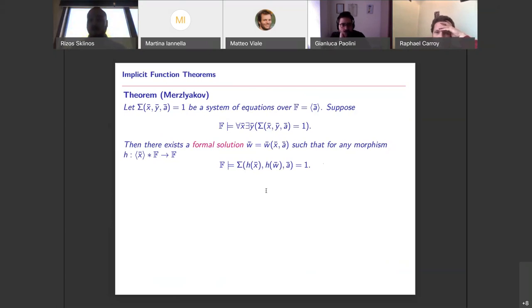So Merzlyakov proved the following theorem. If we have a system of equations and we know that for a free group F, for all X there exists Y such that the system is one, then we can express this solution Y. For us, Y is going to be the product of the sum of the summands. We can express it in terms of X and the parameters. So there is a word that says that whenever you give me an X, say e1 squared, e2 third, e3 fifth, I'm going to give you a Y that will solve the equation. This Y is going to be given as a word in the X's and the parameters.